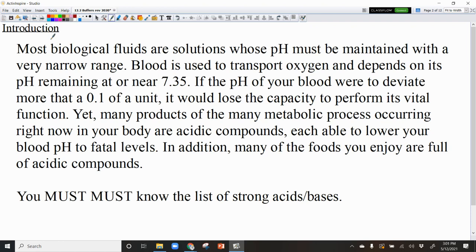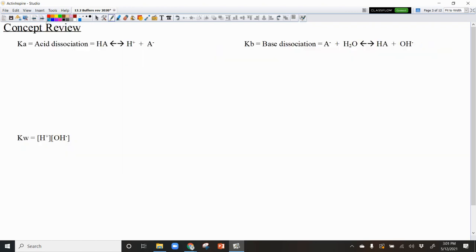So one thing about buffers is you must know that list of strong acids and strong bases. I mean, you just have to, when you hear it, recognize that it's a strong acid or a strong base. Or if it's not one of those, it's not a strong acid, which means that it's a weak acid or a weak base. Okay, so let's review some concepts here.